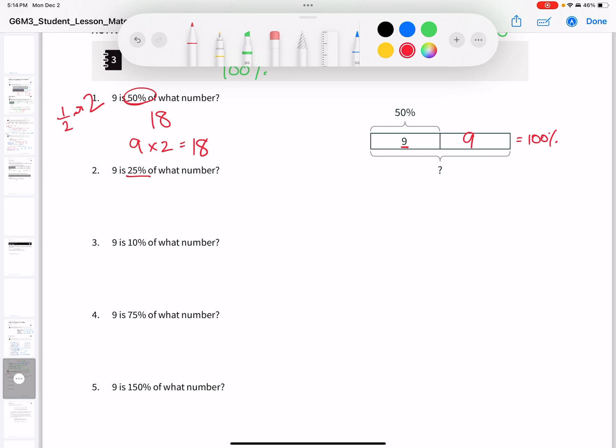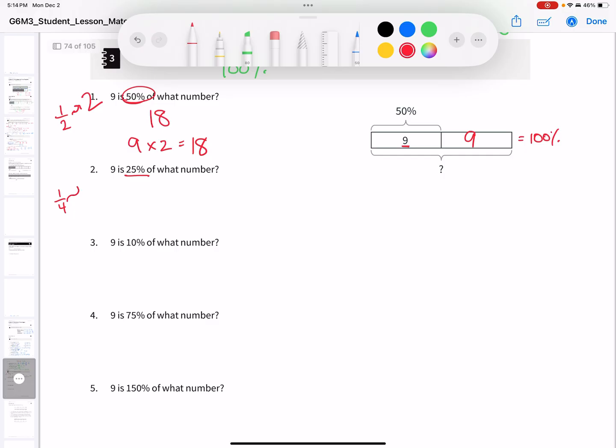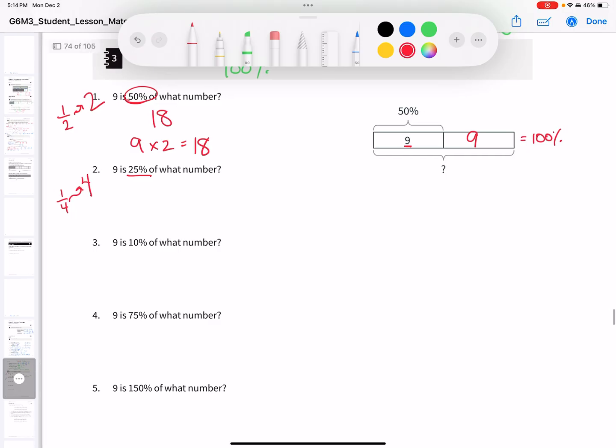All right, let's look at this. 9 is 25% of what number? Well, 25% is 1/4. So the reciprocal of 1/4 is 4 over 1, or 4. So I can do 9 times 4, which is 36. So 25% of 36 should equal 9, which it does, right? Because if I draw my tape diagram, if 36 is my whole, I need to divide that by 4 into 4 parts, because that's what 25% is. And 36 divided by 4 is 9.